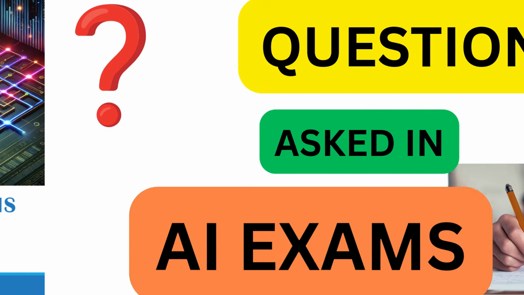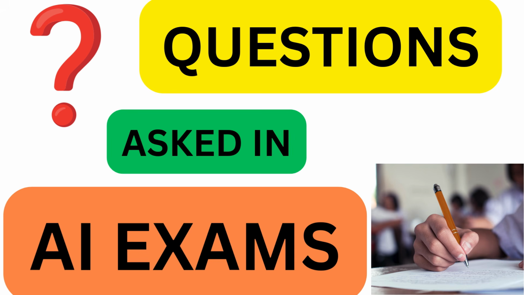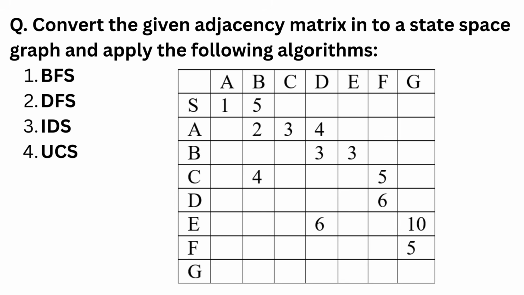In this video, we will do some more examples of uninformed search that are often asked in the AI exams. For example, look at this question. In the previous examples, we have been given a graph, but now there is no graph, we have an adjacency matrix. We first need to convert this adjacency matrix into a graph and then apply the given algorithms that are BFS, DFS, IDS, and UCS.